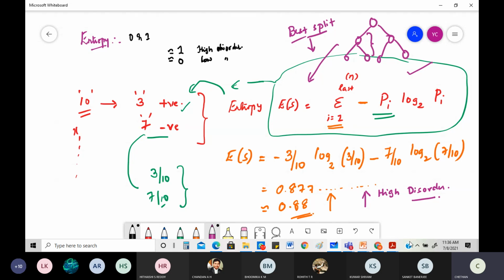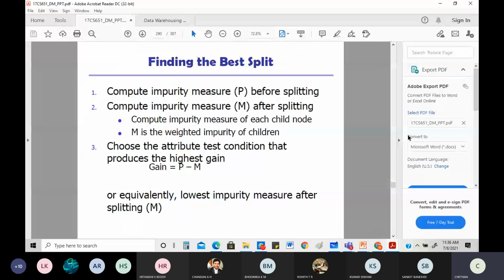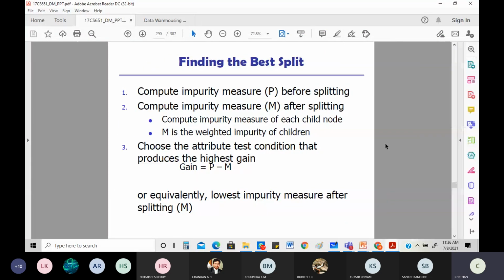So let me go back. I think it's already time. So what are the things that you have? If you want to find the best split among yours, we need to figure out the impurity measure P before the splitting. Then we are going to compute the impurity measure M after splitting. What is impurity measure? We're going to take one example and we'll do it.